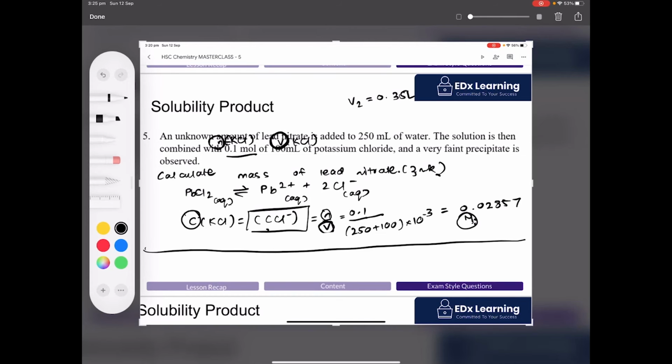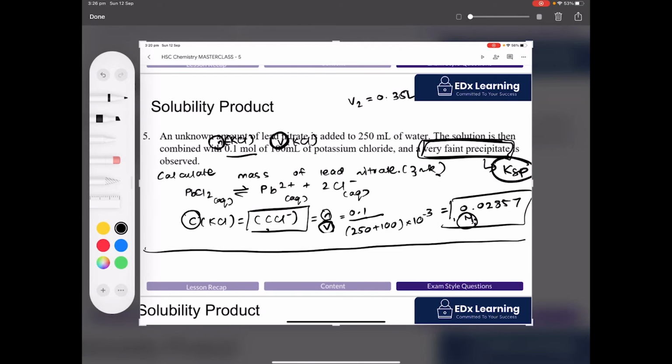I did it slightly differently. You can still work this out from this step. Take this stage, with that number, I would just divide the KSP by that after squaring it. Good. So you understand that whenever there's a very faint precipitate formed, we're assuming it's a saturated solution, so we can operate with KSP, right? That's the one assumption you need to work with KSP, everyone, that it's saturated or you've been told there's a faint precipitate.